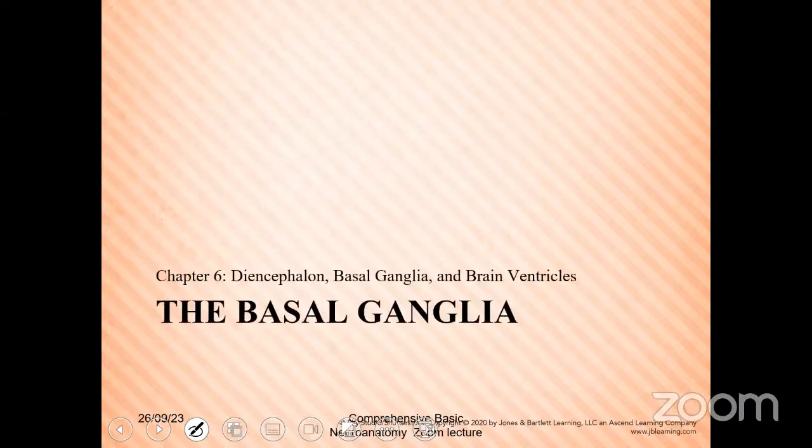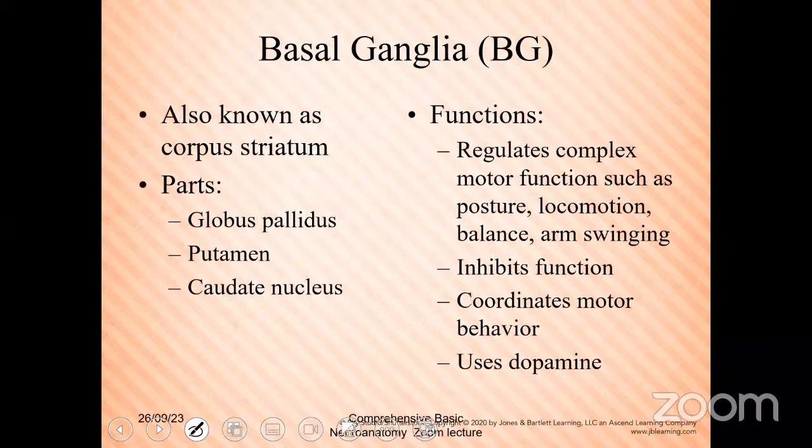So that brings us to the basal ganglia. And they're also known as corpus striatum. And there are three of them: globus pallidus, putamen, caudate nucleus. They regulate the complex motor functions such as posture, locomotion, balance, arm swinging. And they inhibit the function and coordinate motor behavior and use dopamine. The dopamine is the main neurotransmitter in the basal ganglia.